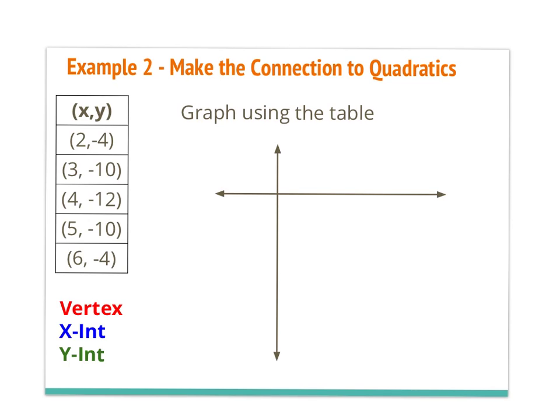So to graph it, this is where the fun part comes in. You already did all your work, and I copied down all your points over here. And the things that we're going to identify today are the vertex, the x-intercept, and the y-intercepts. So how do I graph it? Let me just show you how I do it. I have a 2, a 3, a 4, a 5, and a 6. This is the y-axis. This is the x-axis. So all I care about for the x is going to be 2, 3, 4, 5, 6. So 1, 2, 3, 4, 5, 6. Now for the y-axis, I'm going to want negative 4, negative 10, negative 12, negative 10, negative 4.